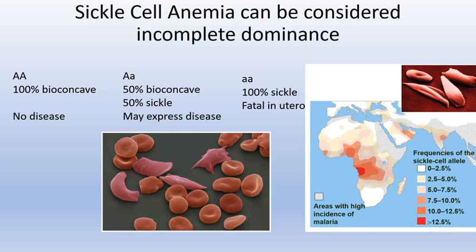This map here shows you that in areas with high incidence of malaria, there is also a high incidence of people with sickle cell anemia. So sometimes it pays to have this disease. But in areas where there is no malaria present, it pays to have biconcave cells. It's going to depend on the surrounding environment.